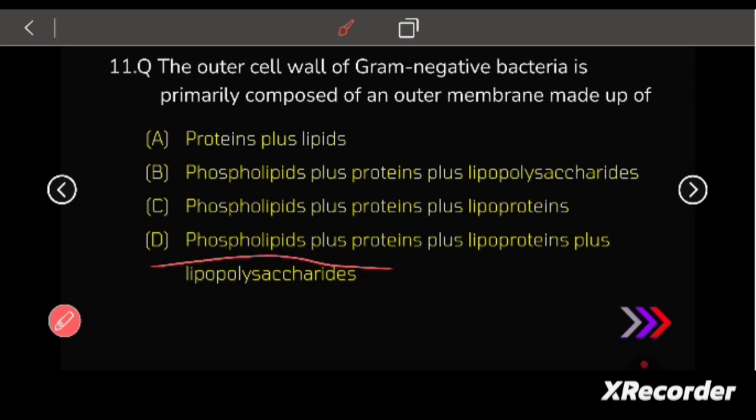Answer is D. The outer membrane of the gram-negative bacterial cell wall is made up of phospholipids, proteins, lipopolysaccharides and lipoproteins. Answer is D.